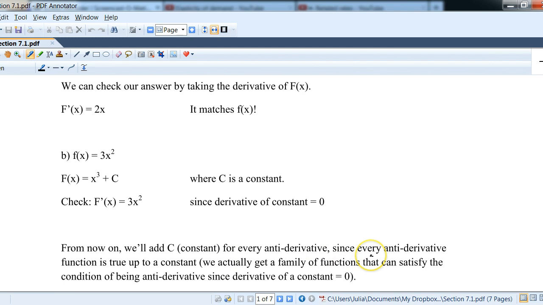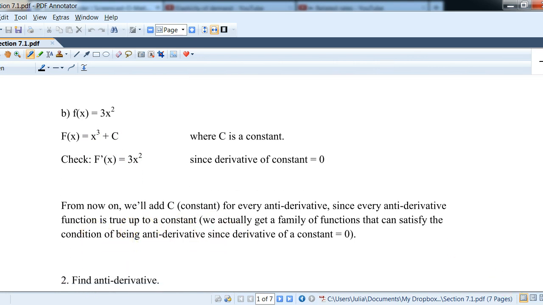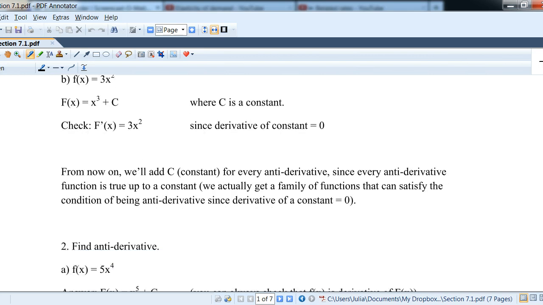Since every antiderivative function is true up to a constant, what we actually get is a family of functions. So instead of a single x cubed, you can get x cubed plus 1, x cubed minus 4, and so on, that can satisfy the condition of being an antiderivative. And we'll explore that idea in a lot of detail.